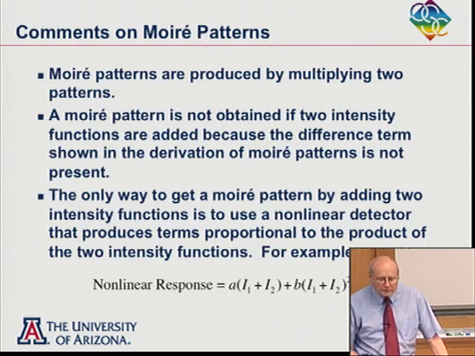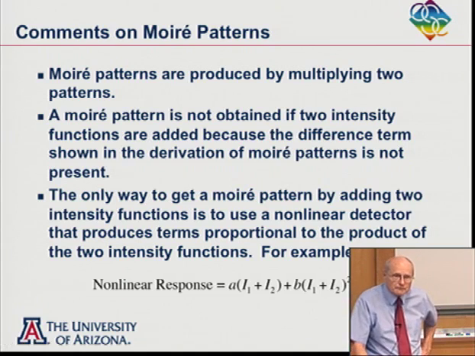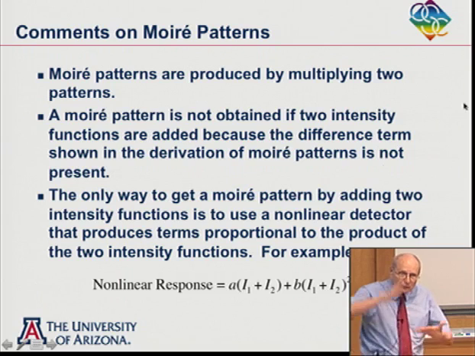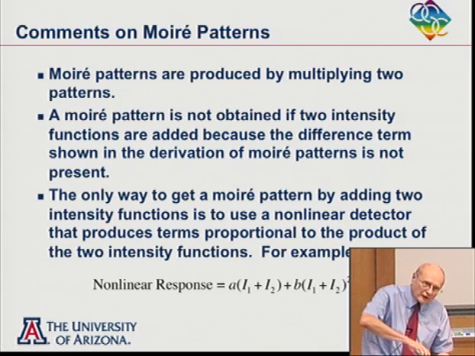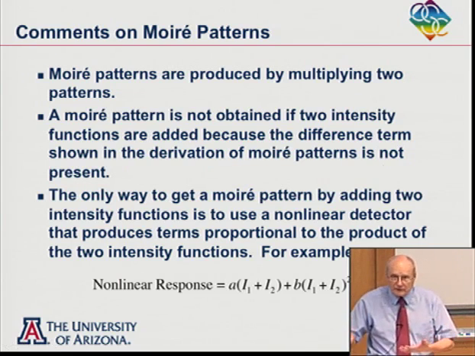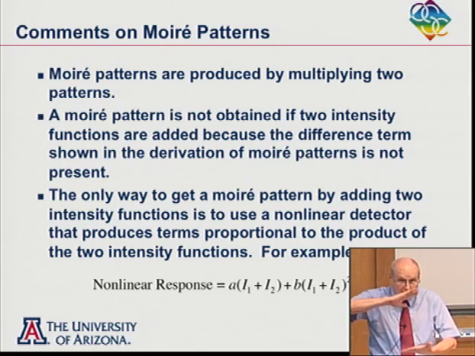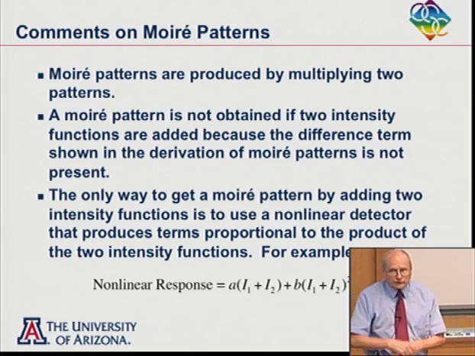Now one last slide and then we're going to play. I'm going to get out my iPad and play with the iPad. So Moiré patterns are produced by multiplying the two patterns. Not addition, it's multiplication. And if we were to do addition, it would be a different story. Because when we did this multiplication, remember we got the difference and the sum. We got phi1 minus phi2, and we got phi1 plus phi2. It's the difference we're looking at. And I got that by multiplying. If I didn't multiply, if I just added, I don't get that difference term.